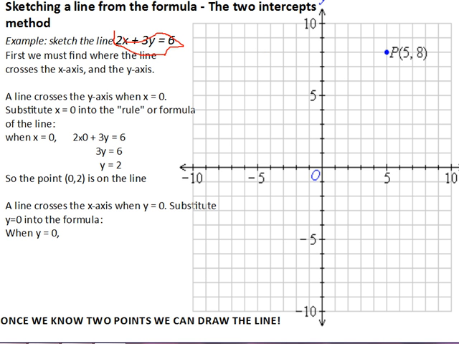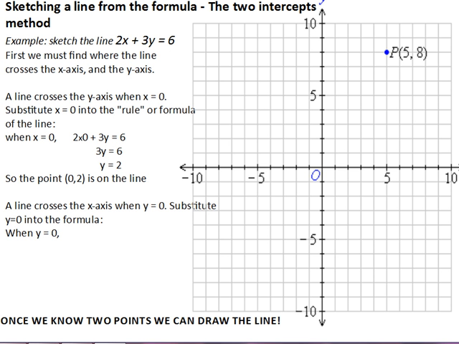Sorry, you can tell I'm on the laptop again. It's the line 2x plus 3y equals 6. So again, it's not in the format that we're used to, which is y equals something x plus something else, but it's still a straight line because it has an x and a y, and none of them are squared terms, so that makes it a straight line.